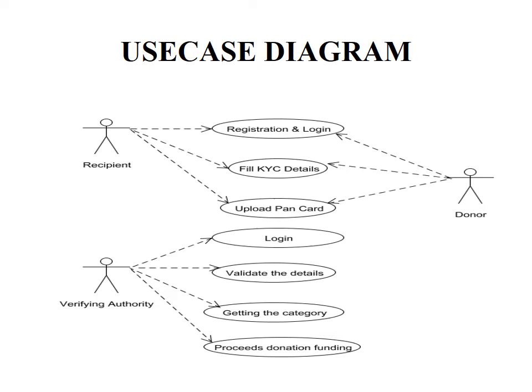And the use case diagram. This use case diagram is very important for this project, with the recipient, donor and verification authority. The recipient and donor, with the third party verification authority, are used for the category purpose. First is registration and login. First you register, and all the documentation verification takes place. I will send it to your email with the OTP and security password. So I do the login.